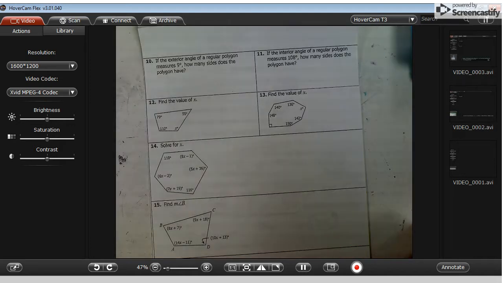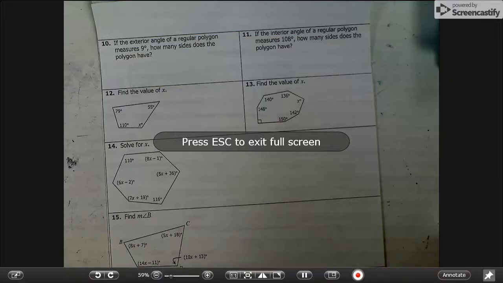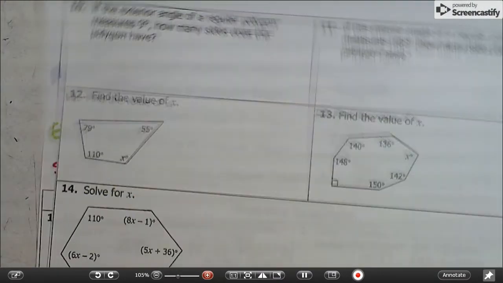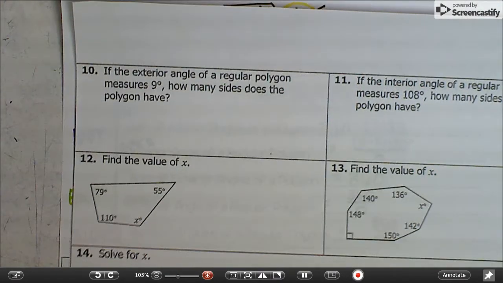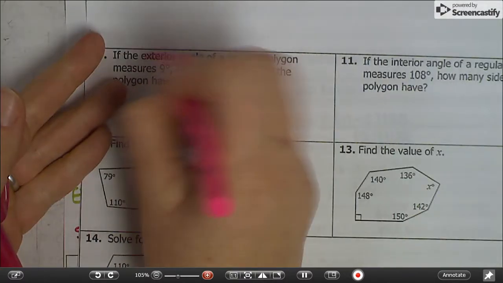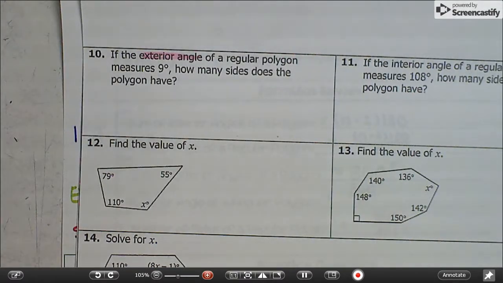All right, we're going to do the second half of these notes, the harder problems, or I guess they're not much harder, but just more in-depth problems of how to use the polygon formulas. Number 10: if the exterior angle of a regular polygon measures 9, how many sides does it have?